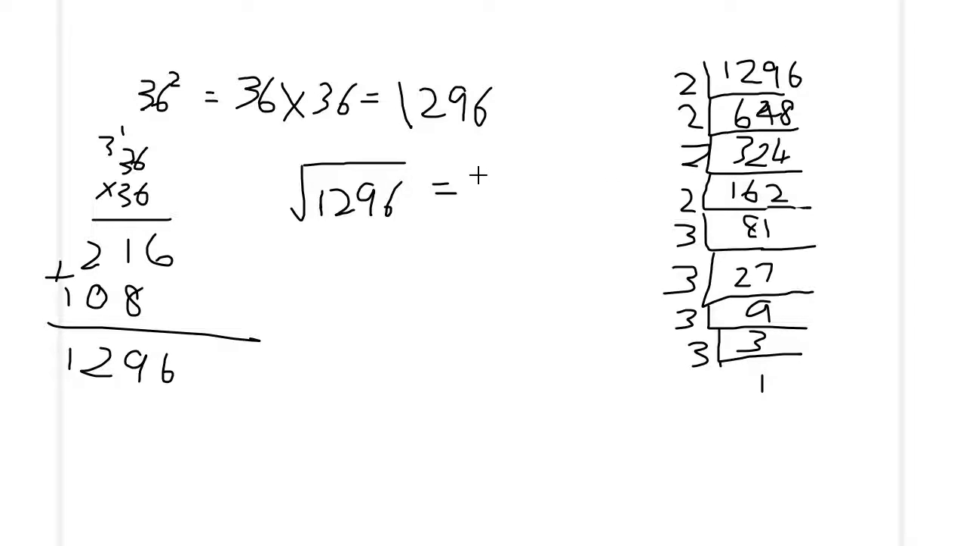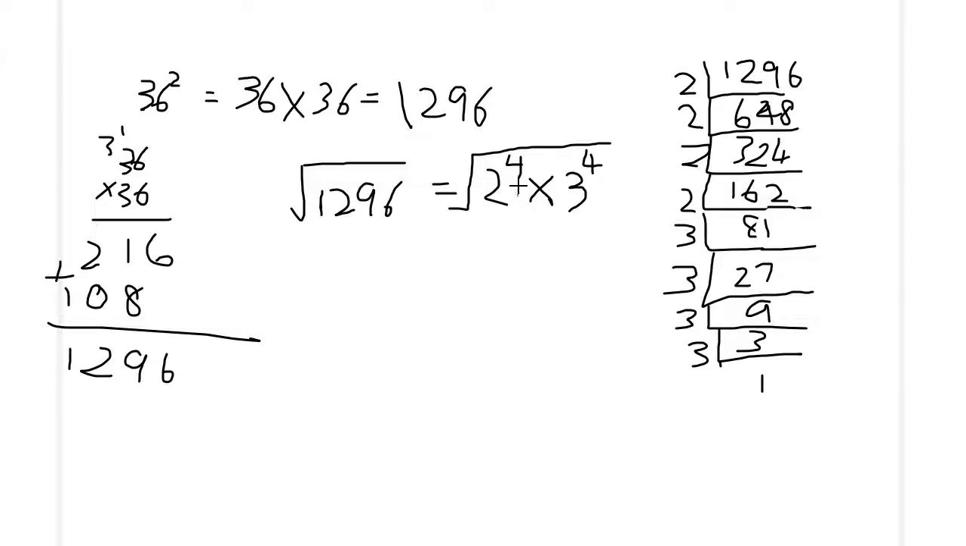So we can see that we can write this as 2 to the power 4 times 3 to the power of 4. Take note, this is the number here inside. So we are finding the square root of this number.